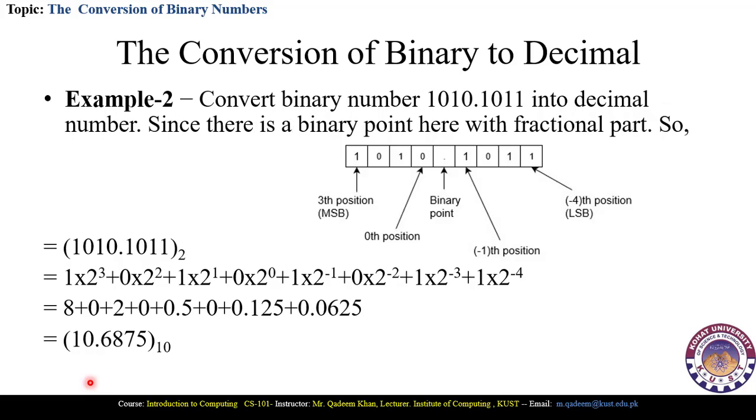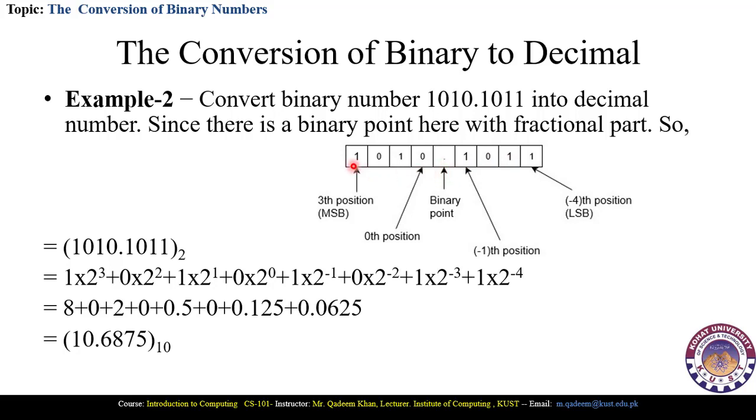This is another example, but this example is a little bit different from the previous one because here we have the fraction part, which is the point here. So we are going to convert 1010.1011 into the decimal number. And there is the binary point here with the fraction part. So we will use the same technique, but here the positions of the most significant bit and least significant bit are a little bit different. First, we have written here 1010 point, that is the dot, 1011. It is the binary point or the fractional point.